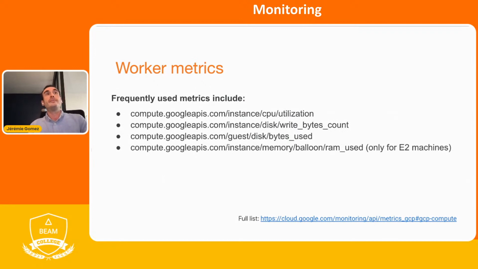Then you have your worker metrics. You want to know how your different machines are behaving. You will see that they start with compute.googleapis.com, and they're all about the machines that run your job. So for example, you could go and see the CPU utilization. You could see information about your disk I/O. Are you writing a lot to disk or not? You could see information about the RAM, the memory that you're using, only for the E2 family of machines, however.